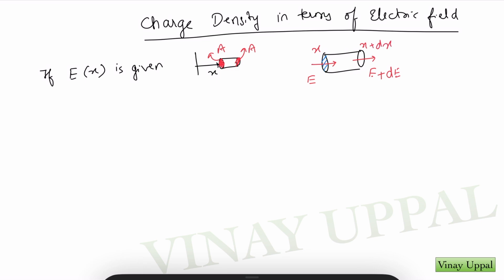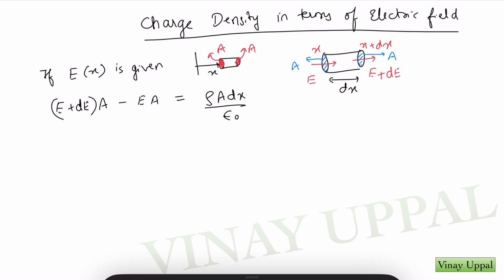Now my area vector for the left side would be to the left, and for the right side would be to the right, because remember the area vector has to always be outwards for a closed surface. So my net flux would be (E plus dE) times area minus E times area, which should be equal to the charge enclosed divided by epsilon naught. Charge enclosed in this volume would be rho times area times dx. So I will get charge density as epsilon naught dE by dx.